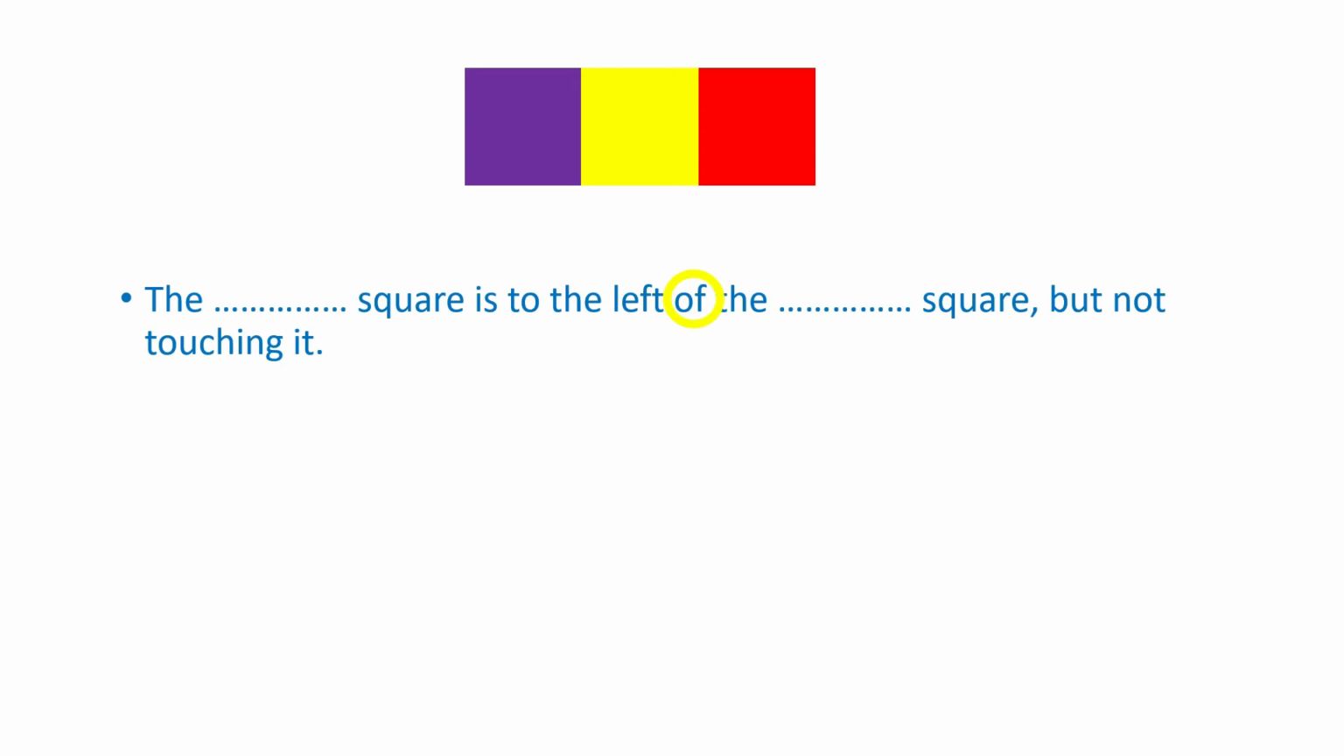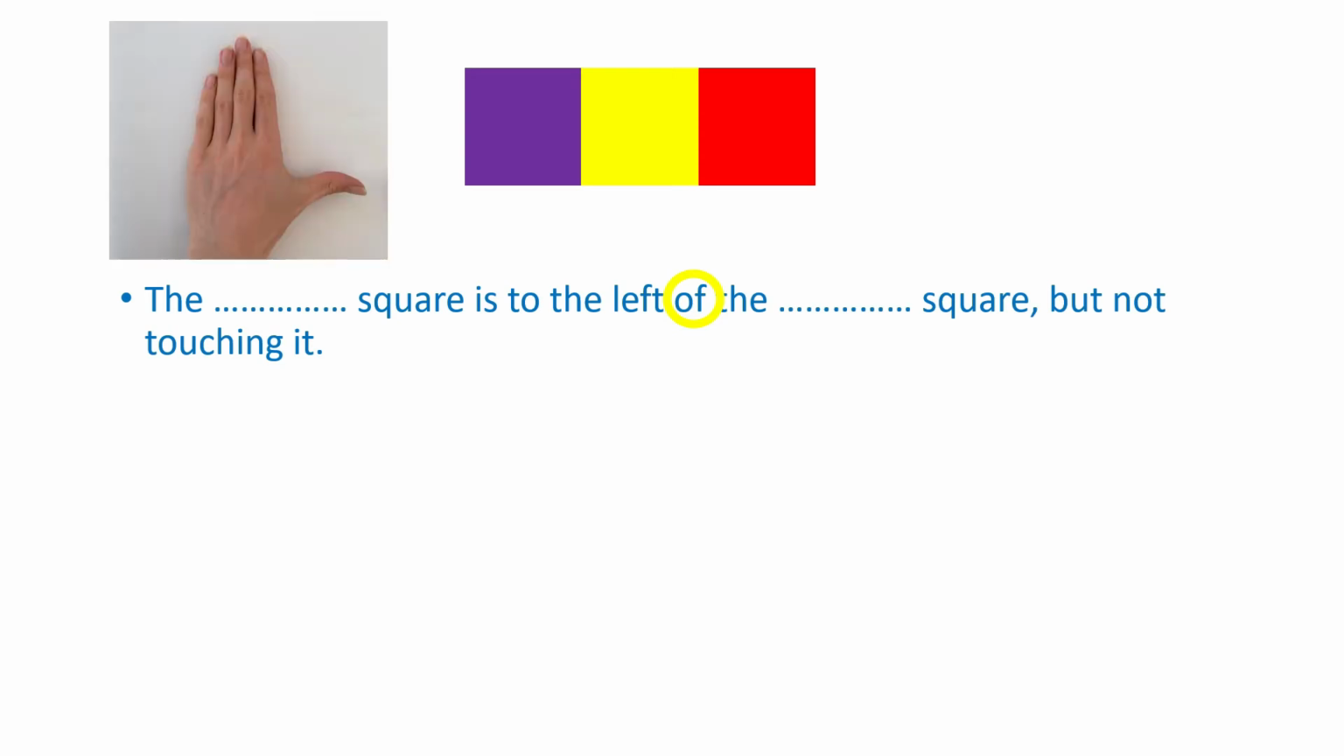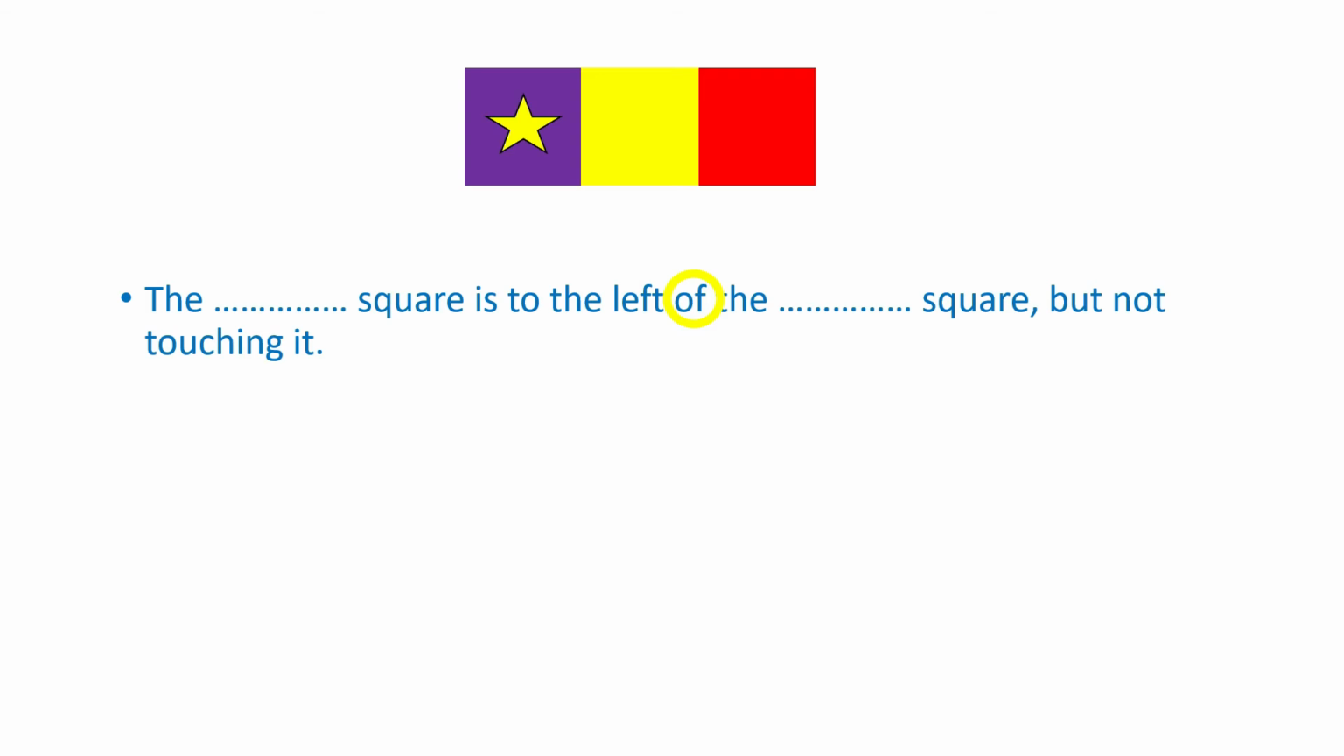If we look at the word of, we have to figure out what goes after the of. Remember, this colour is where we start and then we move left and go past the other colour. So if we started at the purple and moved left, we would not go past the red square. So the word purple does not go after the of.